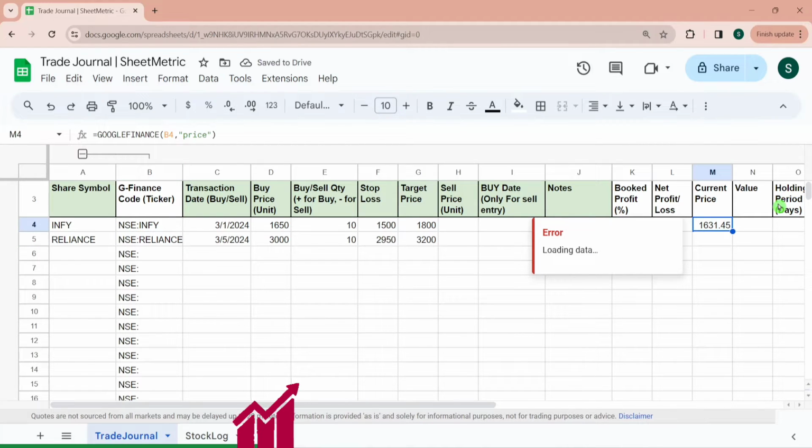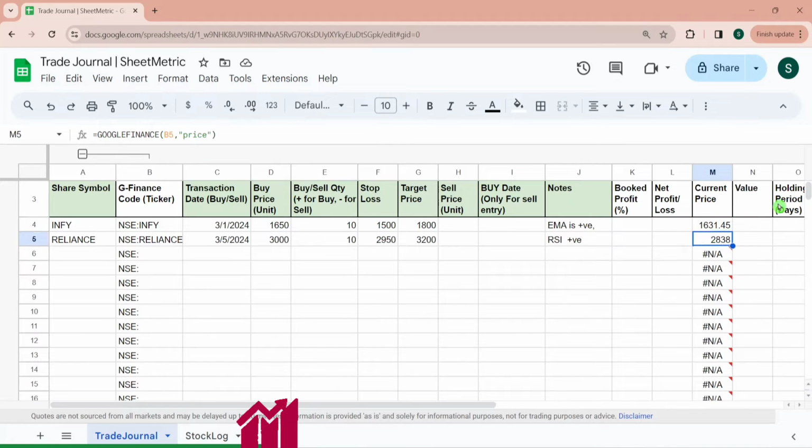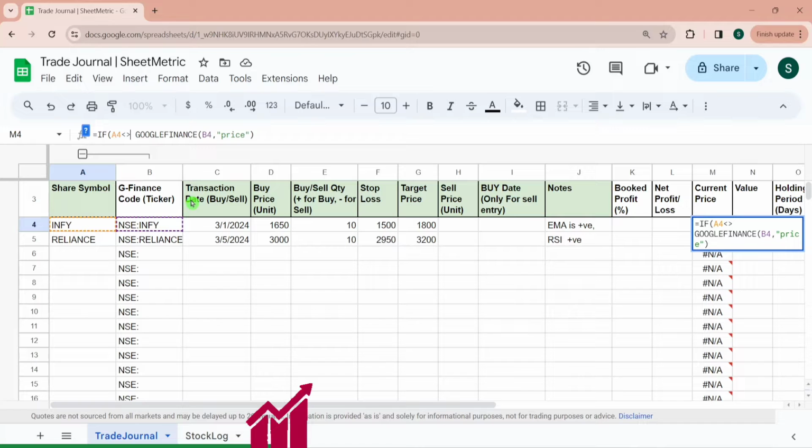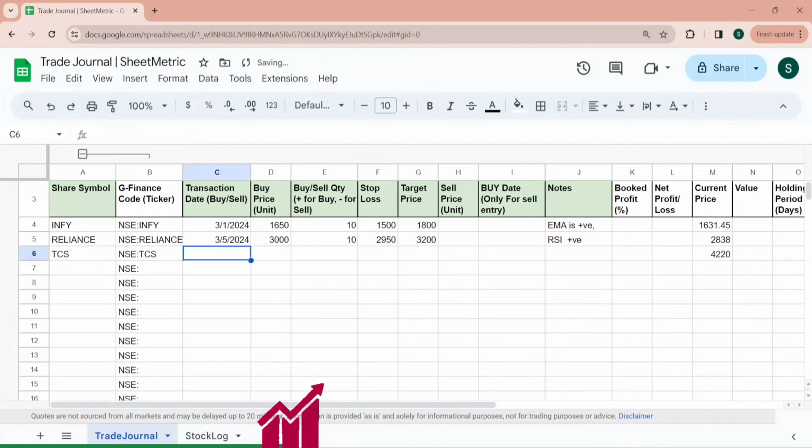This will give us a current price of Infosys, Reliance, or whatever stocks we write over here. To make this clean, we will make a little change in the formula. I can write an if formula over here: if this A4 is not blank, then do this, else leave it blank, and then I would be dragging it down. So whenever I am entering something here, only then will the current prices pop up, else the prices will not pop up.